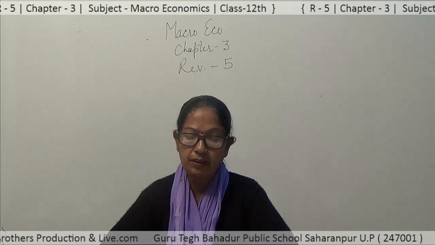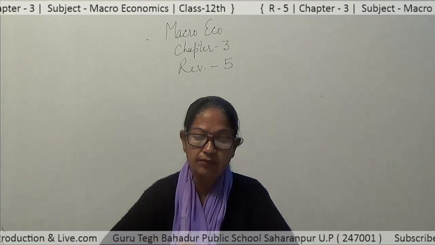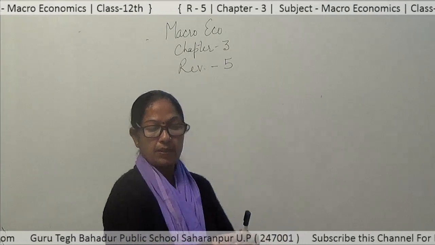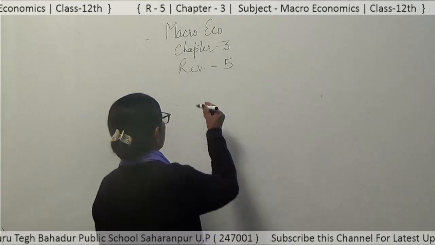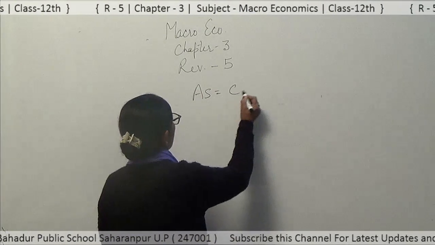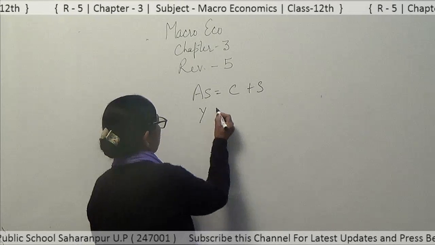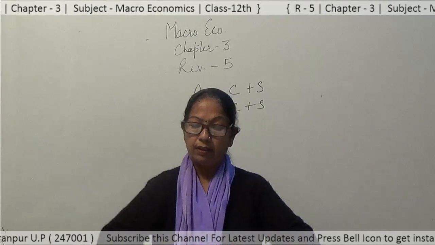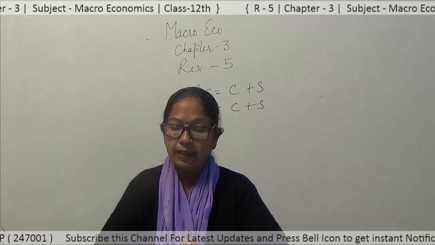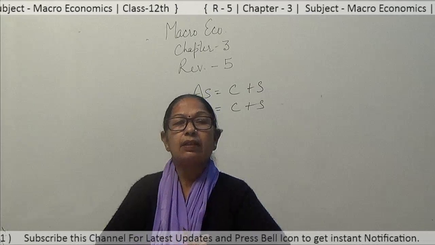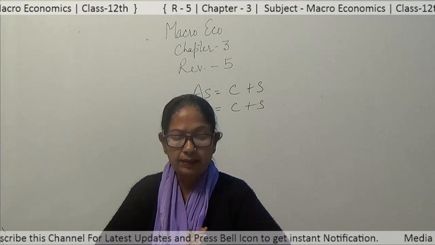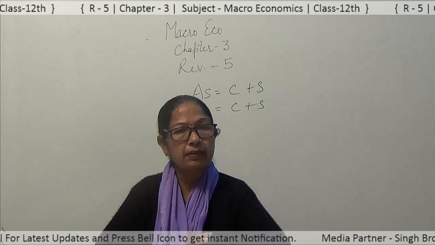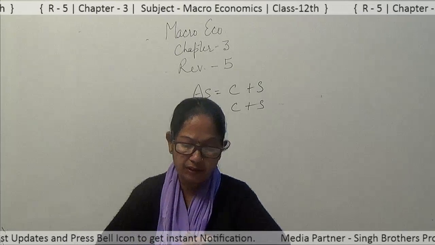A major portion of the income is spent on consumption of goods and services and the balance is saved. So, AS is equal to C plus S. And AS is equal to income, we can say Y is equal to C plus S, consumption and saving. And its significance is that aggregate supply is equal to income, and we make the diagram of aggregate supply as 45-degree angle.